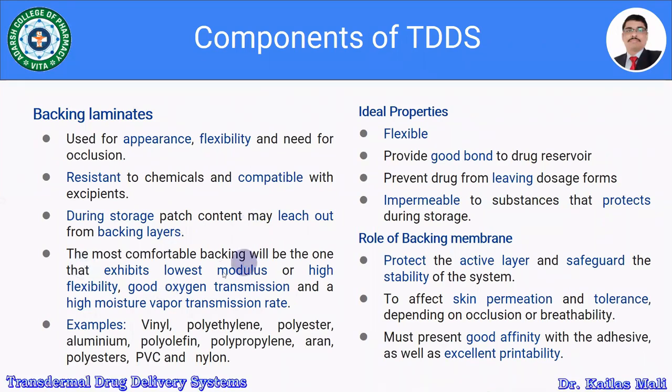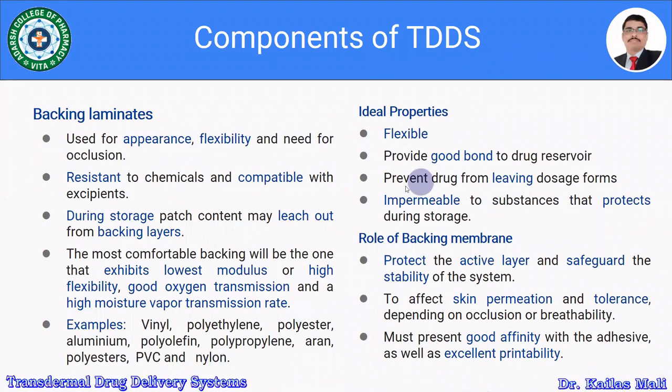The most comfortable backing will be the one that exhibits lowest modulus or high flexibility, good oxygen transmission, and a high moisture vapor transmission rate. The examples of the polymers which are widely used to prepare the backing laminates are vinyl, polyethylene, polyester, aluminum, polyolefin, polypropylene, aran, polyesters, PVC, and the nylon.